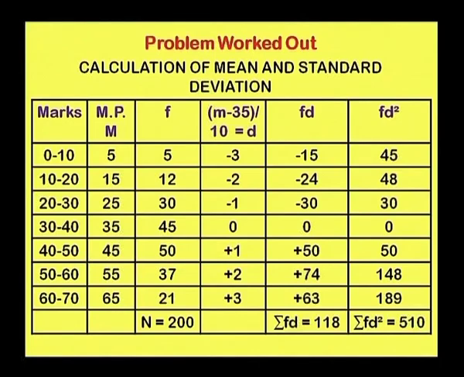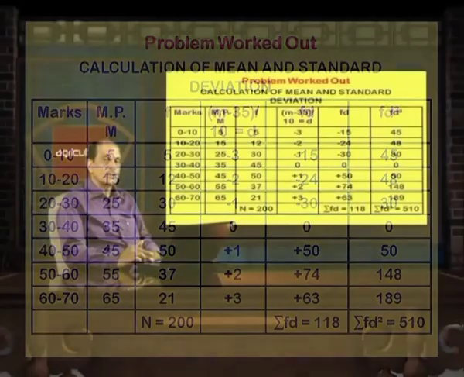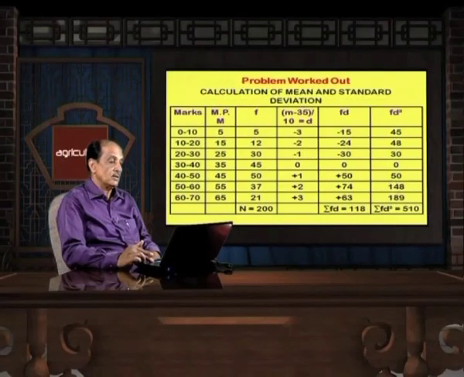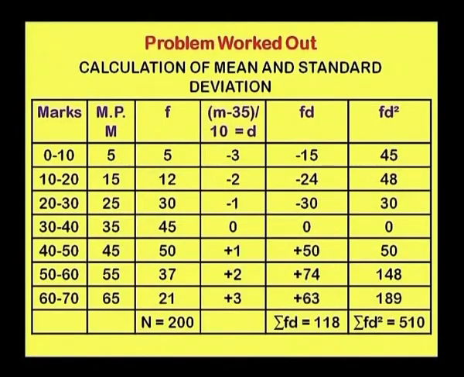Normally, in the case of the actual mean, the summation of deviations comes to nil. In this case, we have assumed 35 as the mean, but we have also calculated the deviation, which equals nil, so maybe 35 is the actual mean. After that, we multiply deviations and frequency: 5 multiplied by 3 gives 15, then 12 multiplied by 2 gives 24.